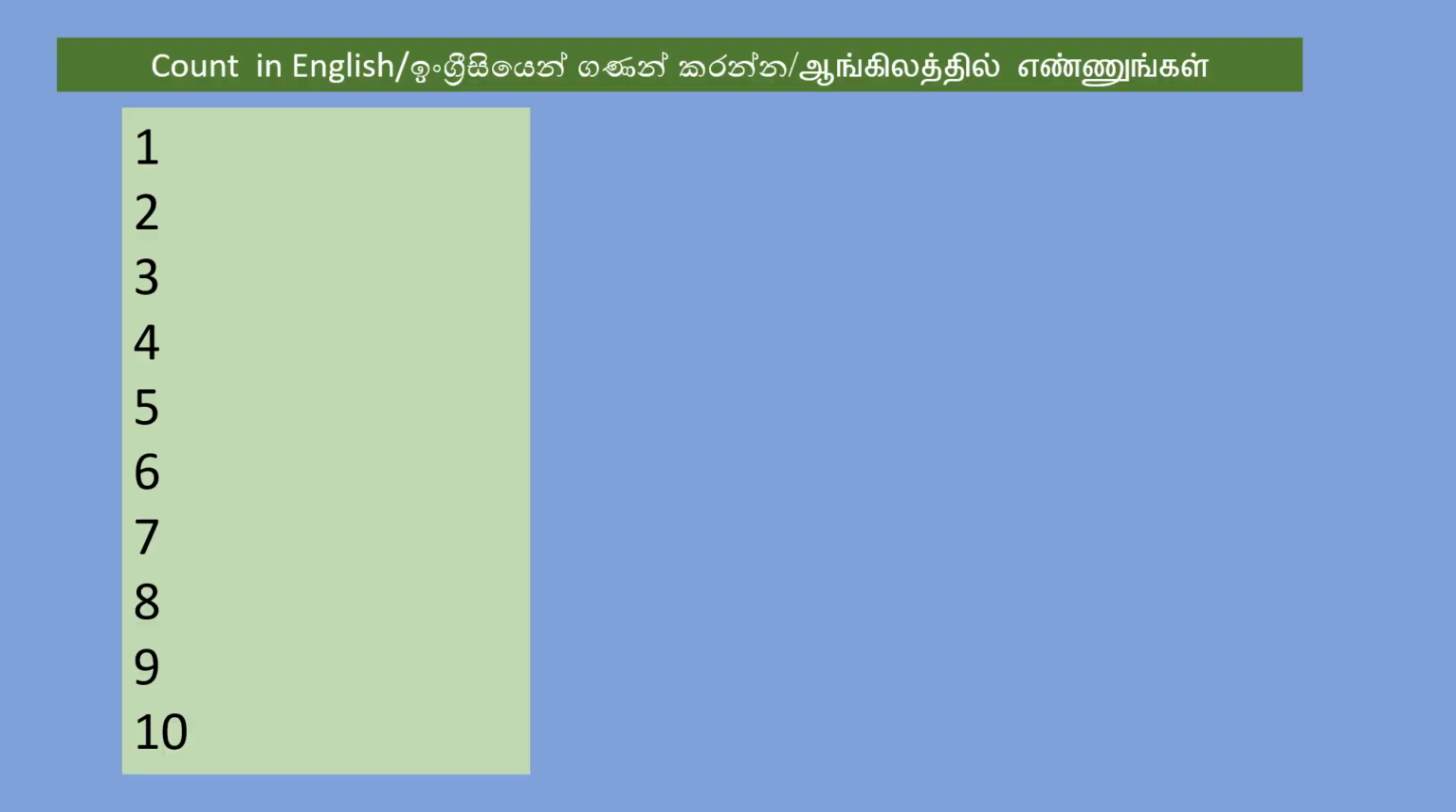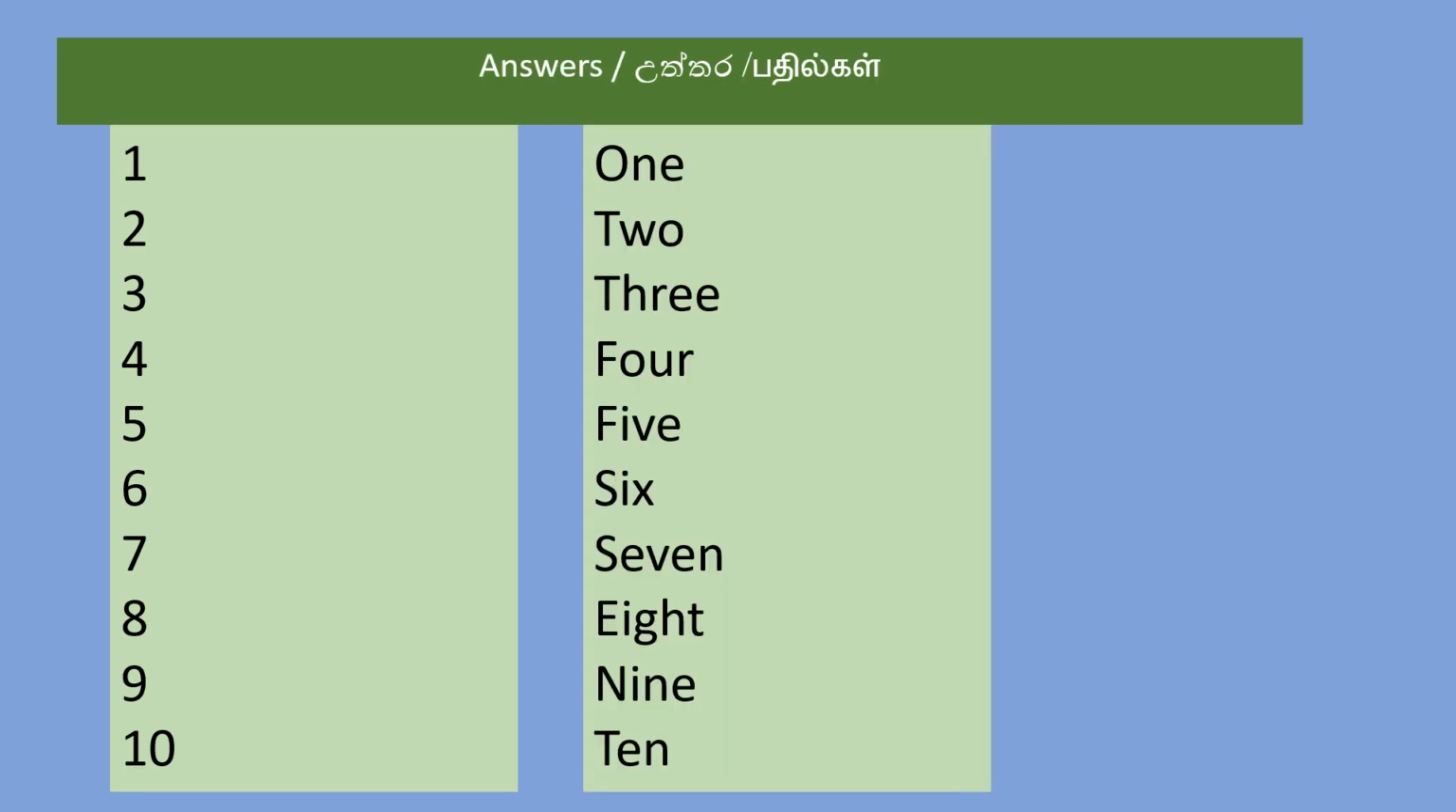Count in English. Answers. 1, 2, 3, 4, 5, 6, 7, 8, 9, 10.